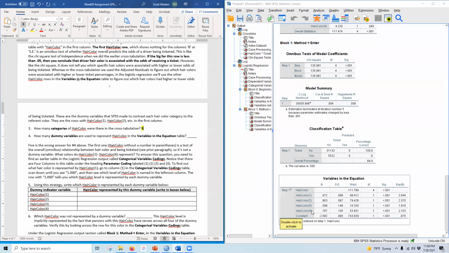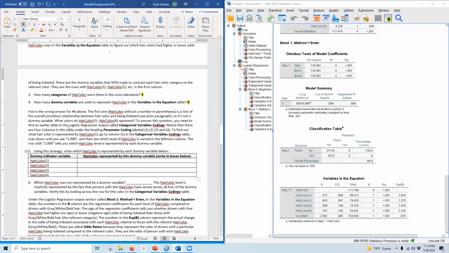So I guess that's 1, 2, 3, 4. So the answer to this one is 4. How many dummy variables did SPSS use? K-1, that is total number of hair colors minus 1. So 5 minus 1 is 4. So 5 is the wrong answer, I tell you, for number 4.